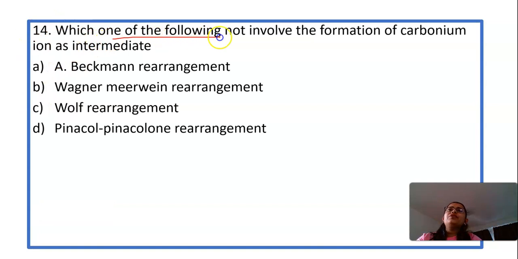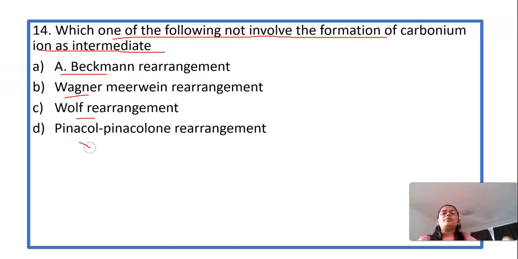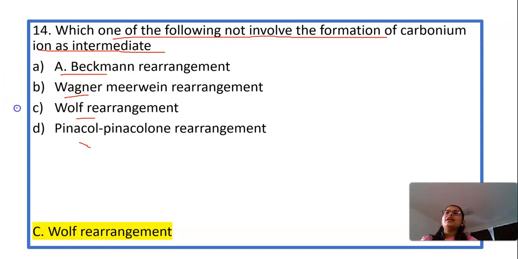Question number 14, which one of the following does not involve the formation of carbonium ion as an intermediate? So you have to guess in which one of the following named reactions carbonium ion is not an intermediate. So the options are Beckmann rearrangement, Wagner, Wolff and Pinacol. So the correct answer is Wolff rearrangement. In Wolff rearrangement there is no carbonium ion as an intermediate.